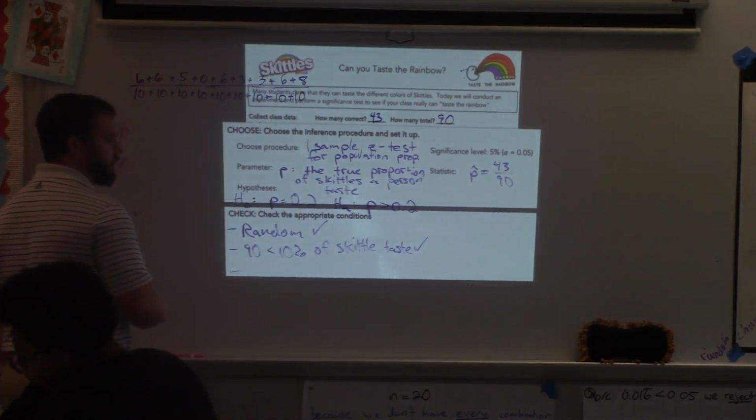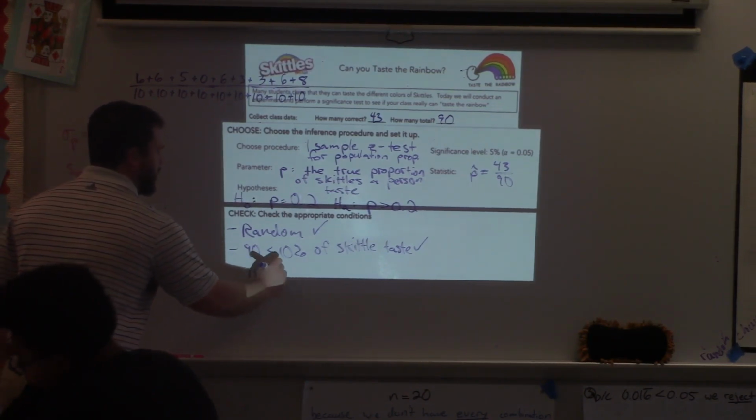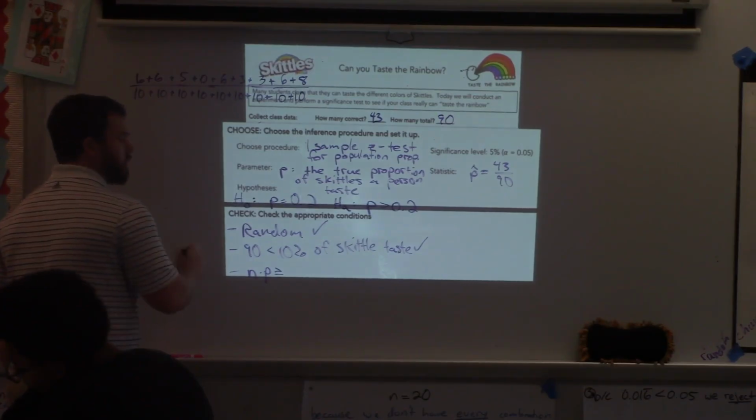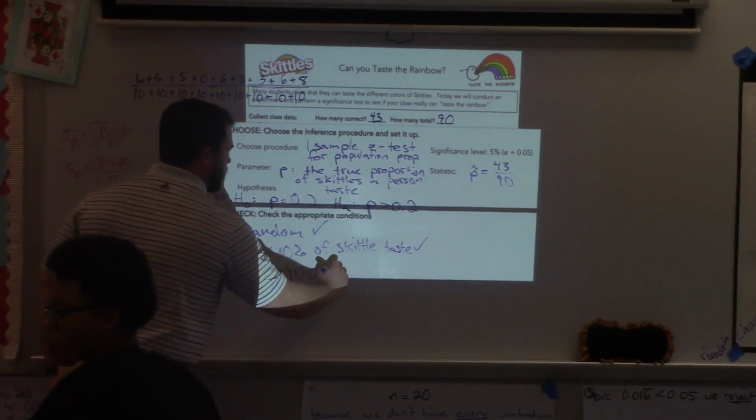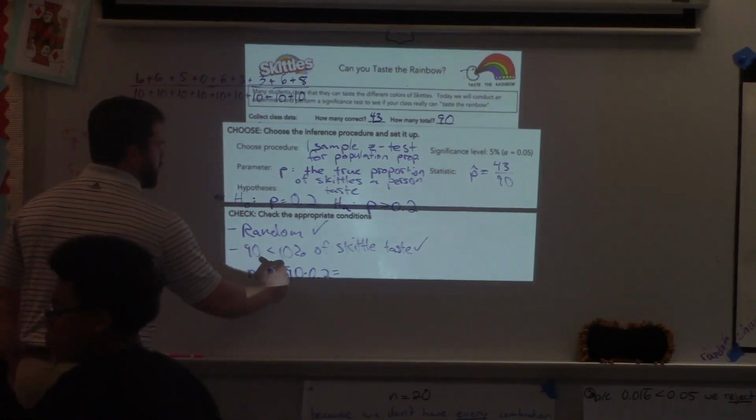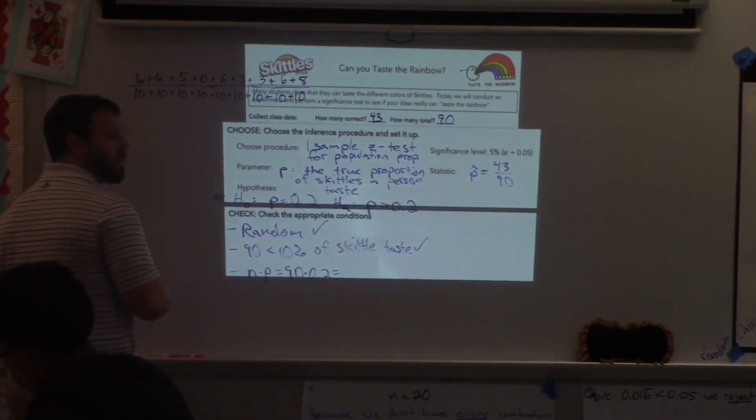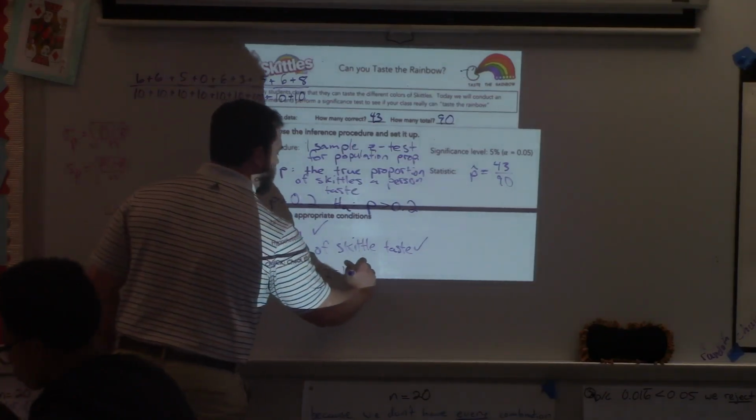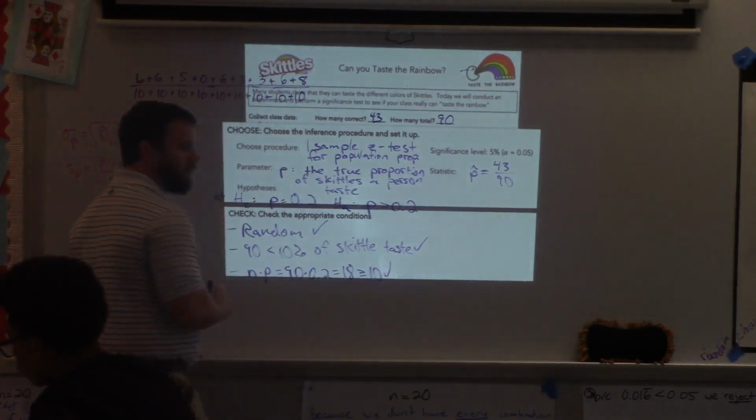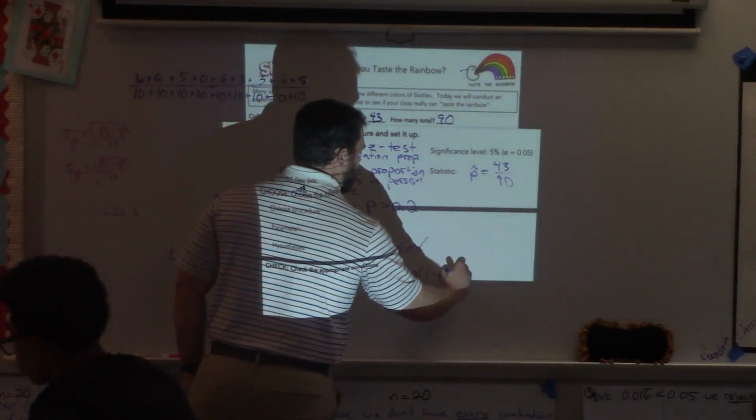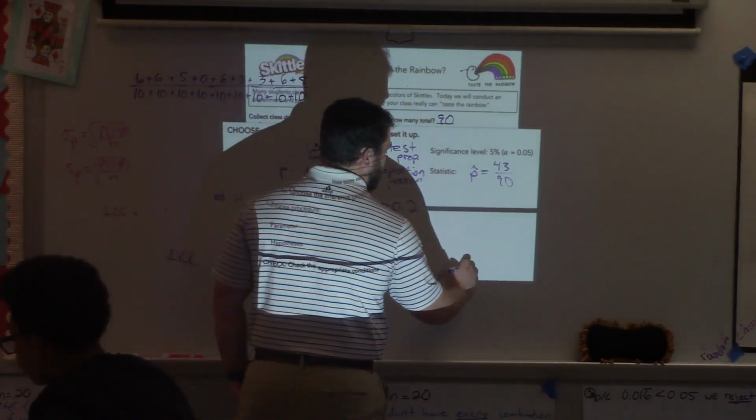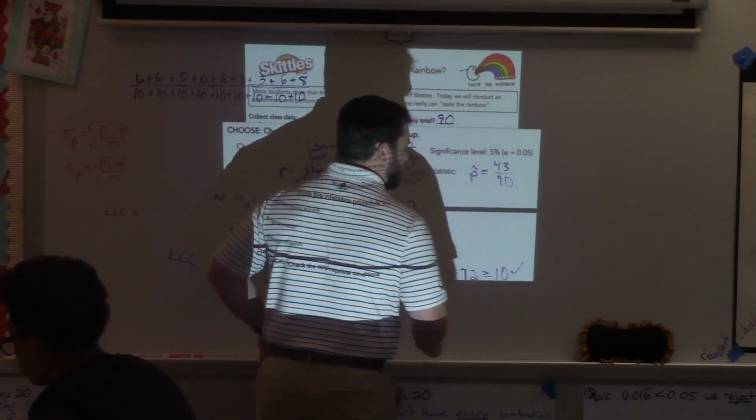Large counts: what do I need to do? n times p. We have the p, right? Remember our null hypothesis, p is 0.2. What is n? 90. 90 times 0.2 equals, what's a fifth of 90? 18. Is 18 greater than or equal to 10? Yes. Am I done with large counts? No. What else do I need to check? n times 1 minus p, which would be the other section, 72. That's greater than or equal to 10.